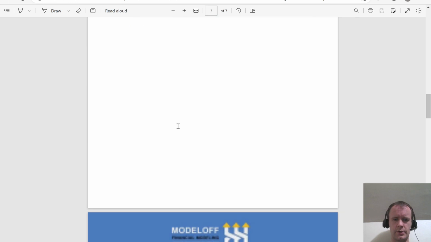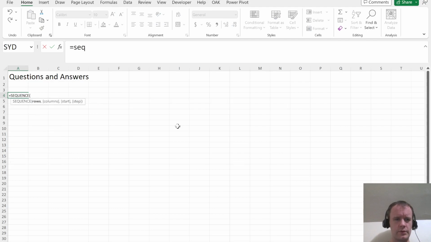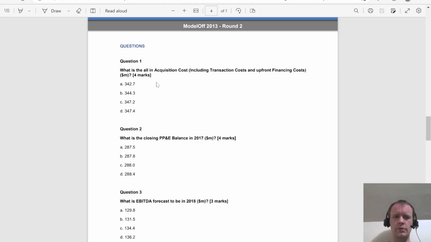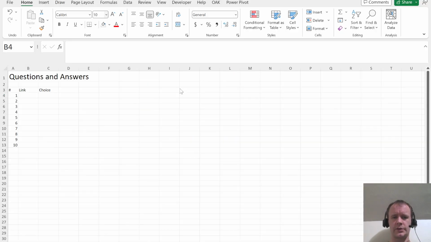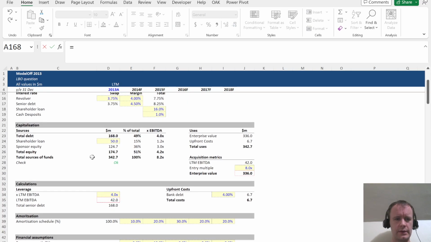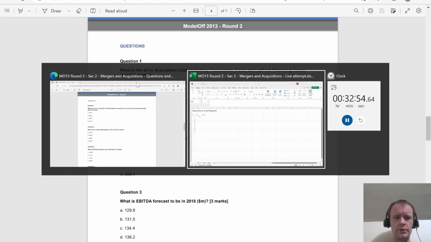And how many questions are there? Let me refresh my memory. 10 questions. Okay. So question number, link, hard code. I'll do the hard code later, and choice. Okay, so first question. What is the all-in acquisition cost, including transaction costs and upfront financing costs? Which I think is handy-dandy placed right here. Yes, that includes the enterprise value and the upfront costs. So 342.7, which is A.